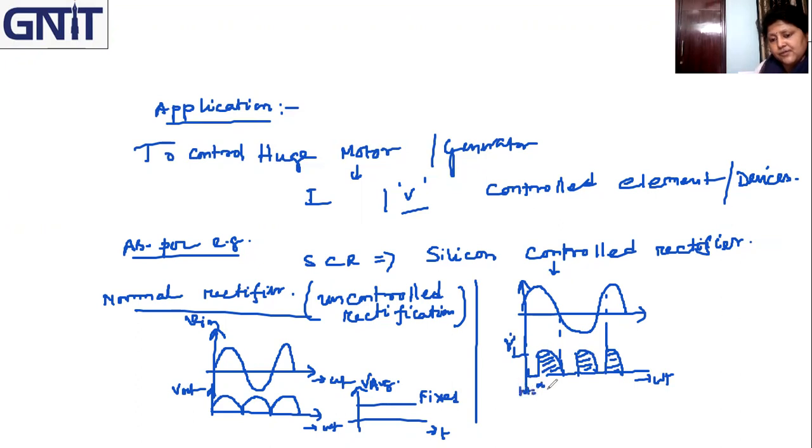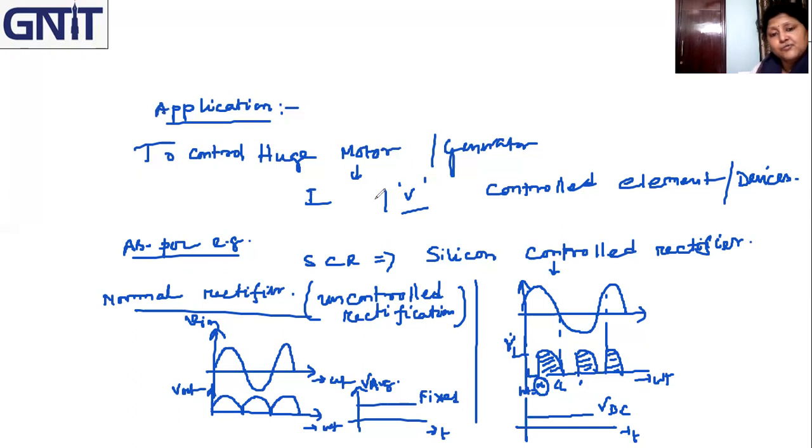At omega t equal to alpha, the device will turn on, and then it will continue. Then again after a certain angle, the device will turn on. If we can control this angle, then ultimately we are controlling the average value, V average versus T. If the portion of the cycle passing through the load is very small, we get a smaller amount of DC. In this way we are controlling the voltage.